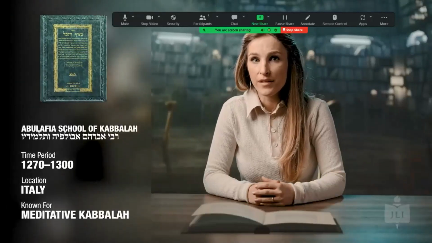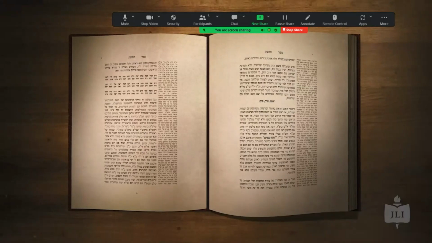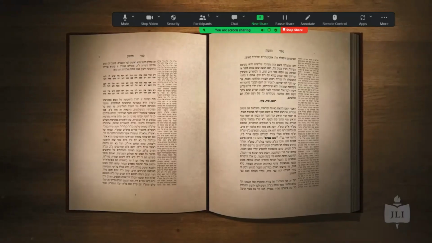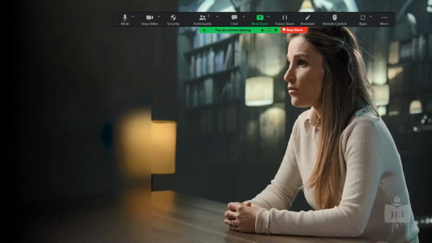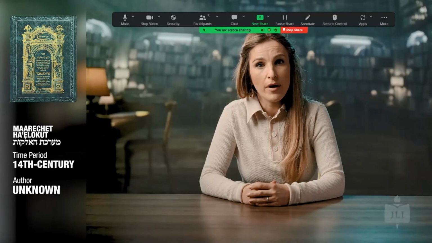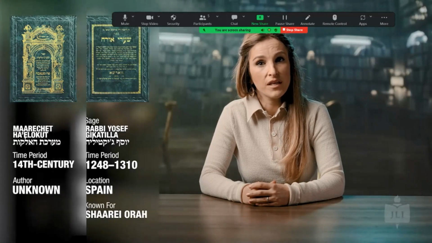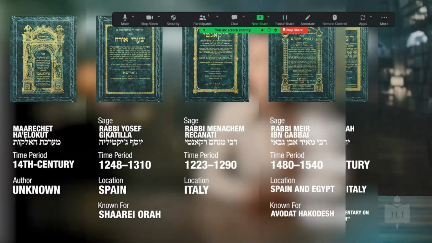Rabbi Abraham Abulafia and his disciples, active in 13th century Italy, emphasized the practice of meditative Kabbalah and the attainment of mystical union with God. Other noted Kabbalists of the medieval period include the anonymous author of the foundational Kabbalistic work Ma'arechet HaElokut, and Rabbi Yosef Gikatila, Rabbi Menachem Merkanti, Rabbi Meir ibn Gabbai, and Rabbi Yehuda Chayat.